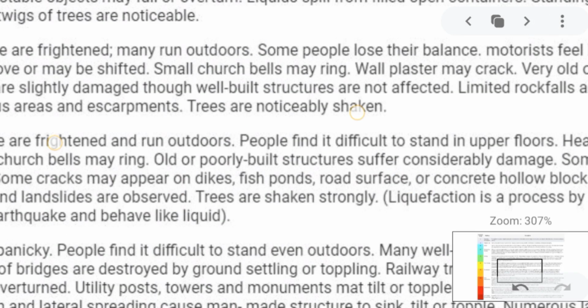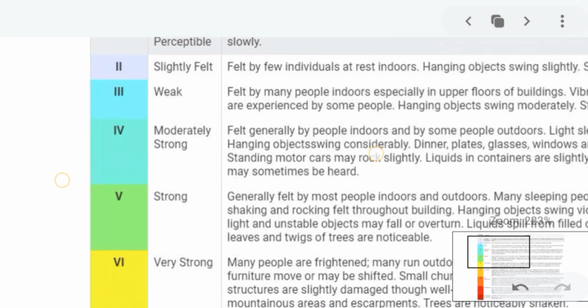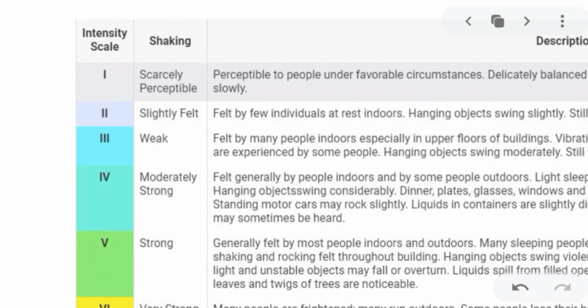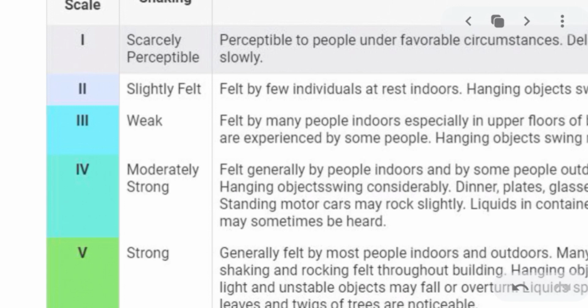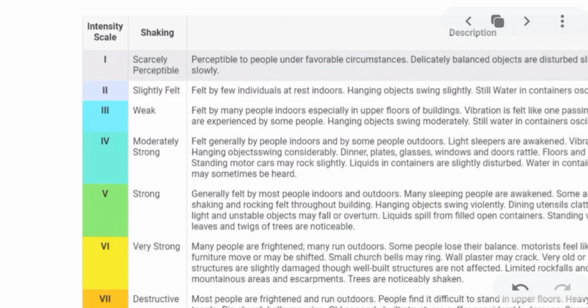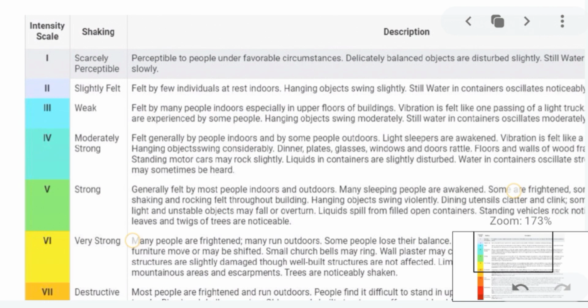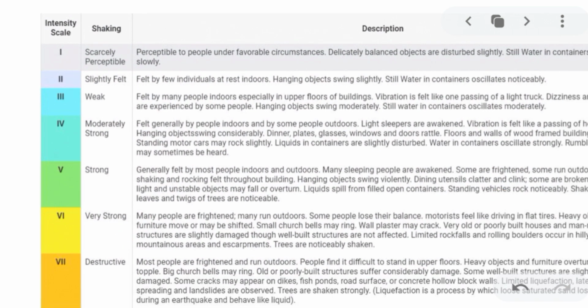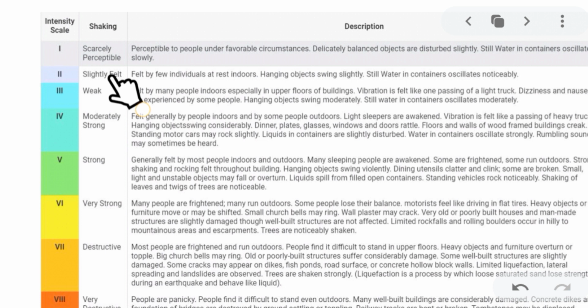Tapos ito yung intensity scale of the earthquake that we use, in terms of the US to fill box. We have here the scale of 1 is scarcely perceptible. Ito yung definition. So this is perceptible to people under favorable circumstances. And intensity scale 2, slightly felt. Ito yung description. Mag-swing slightly yung hanging objects. Tapos mararamdaman siya ng mga few individuals at home.